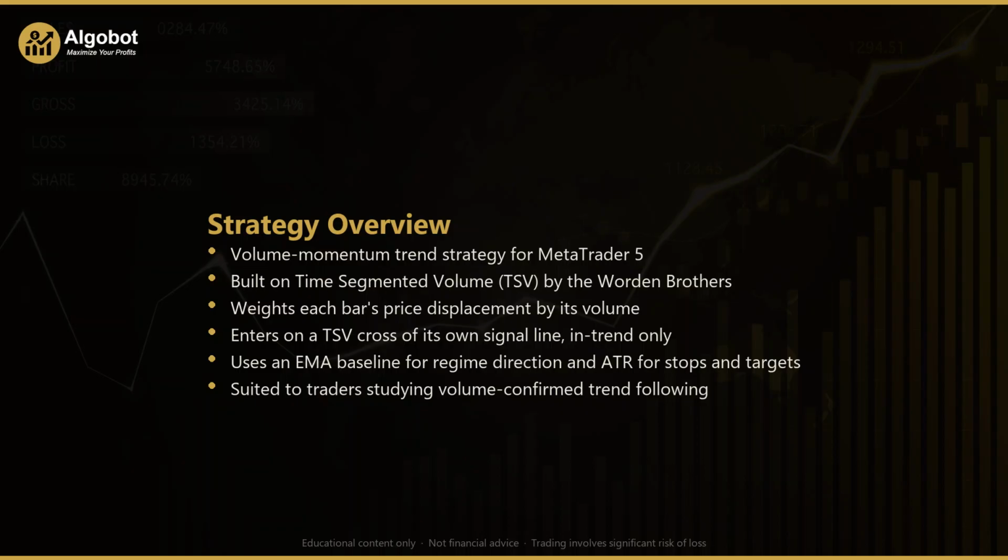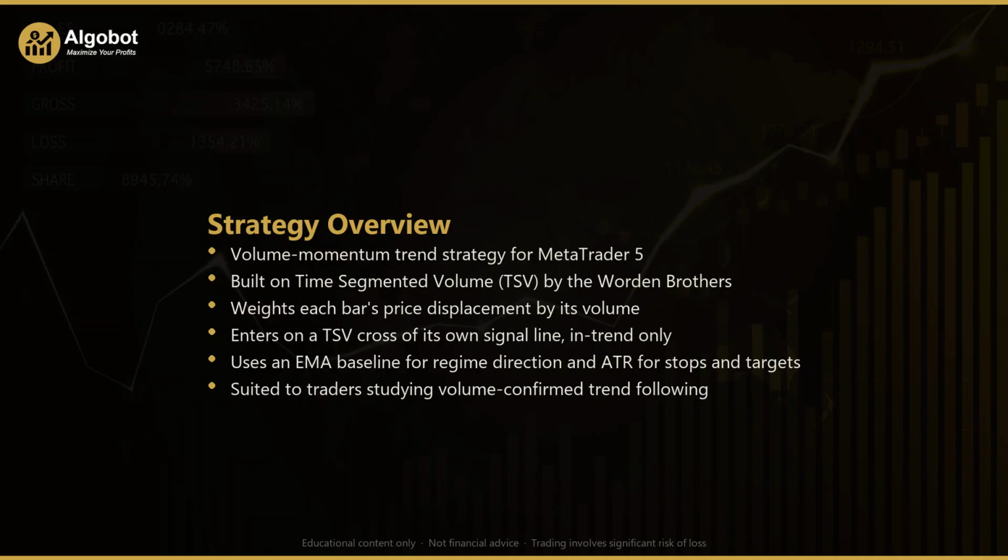Let's start with the big picture. Time Segmented Volume Shift is a trend-following strategy that tries to confirm price moves with volume before it acts. The engine at its heart is Time Segmented Volume, or TSV. Unlike simpler volume tools that just add whole signed volume, or that smooth a volume ratio, TSV does something more specific. For every bar, it takes the close-to-close price displacement and multiplies it by that bar's volume. A large up move on heavy volume adds a big positive chunk, while a small move on thin volume barely registers. Those weighted values are then summed over a rolling window to form the TSV line.